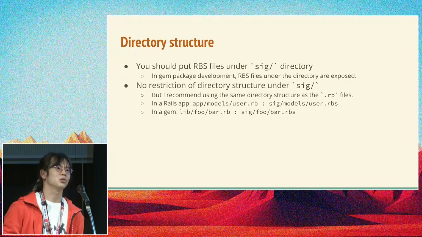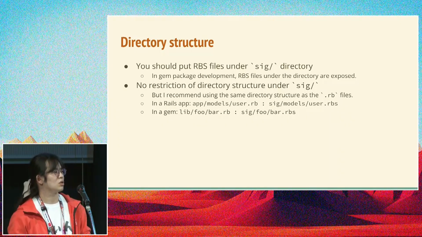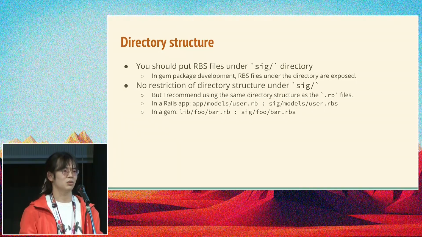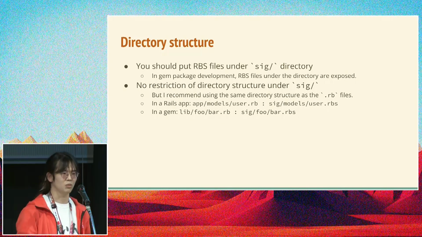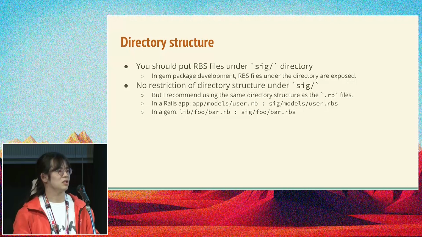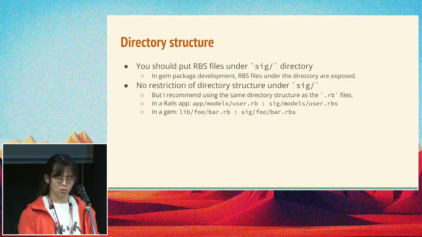And as directory configuration structure, there are several things. As I mentioned, the RBS files are usually under the sig directory. And when a gem package is used, when the file is in the sig directory, RBS is disclosed, and otherwise the directory should be written in the sig directory. And underneath the sig directory, there are no strong restrictions. So basically, you can run Steep no matter how the placement is done.